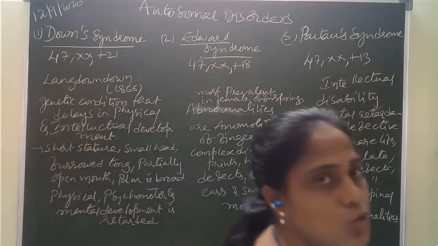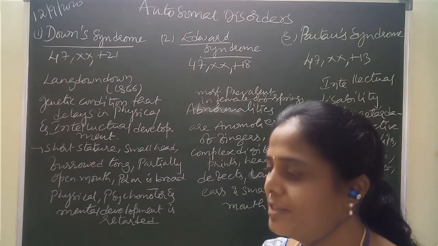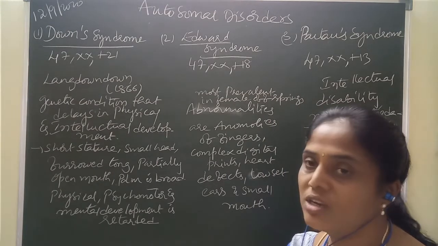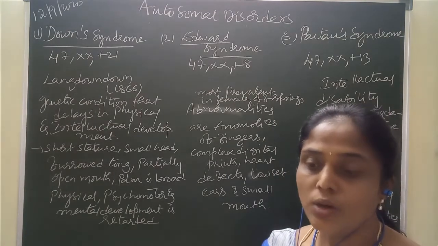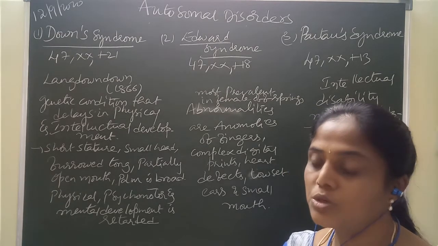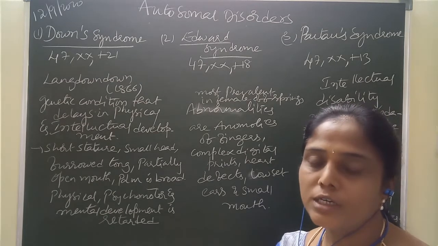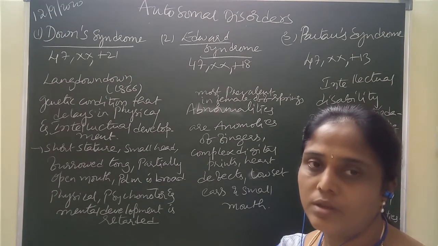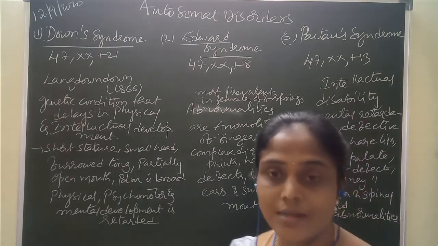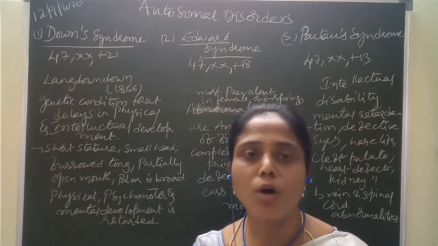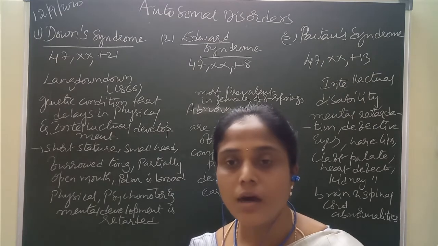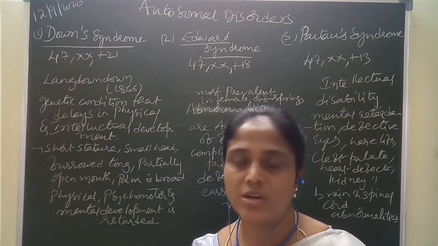Okay, let us go today regarding autosomal disorders. Most of the following disorders will be especially seen in the children who are born to post reproductive phase mothers. So most of the autosomal disorders are seen in the children who are born to mothers who delivered at a post reproductive age.